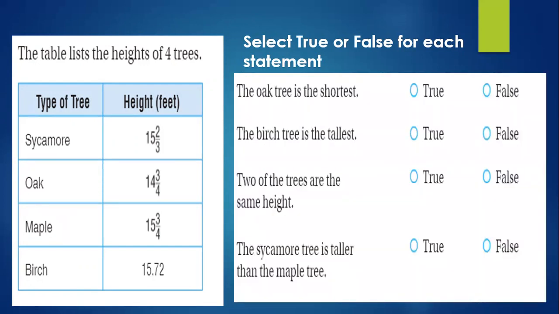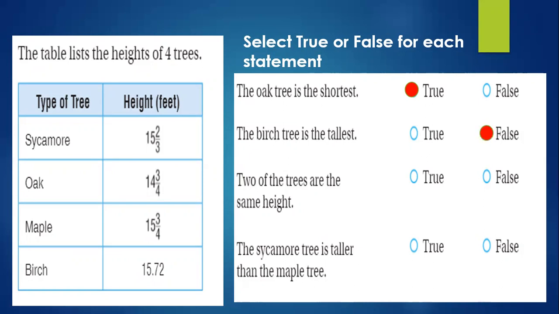The oak tree is the shortest. So look at the chart and see what is the height of the oak tree. It is 14 and 3/4. Yes, it is the shortest. So you can mark true. Now, the birch tree is the tallest. Is it the tallest? No. Why? Because there is a maple tree which is 15 and 3/4, which is equal to 15.75, whereas birch tree is only 15.72. So that is not the tallest. So you will mark false.